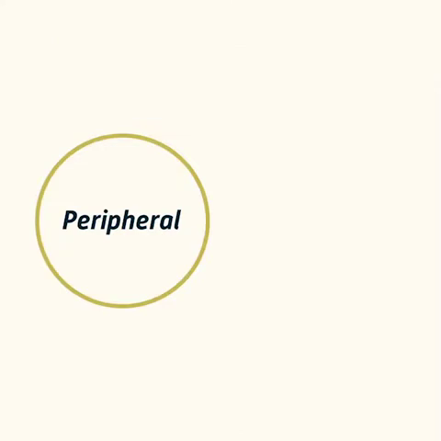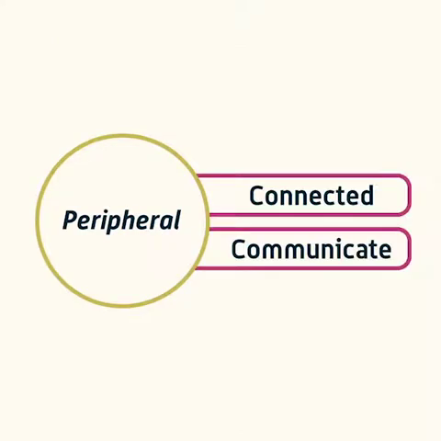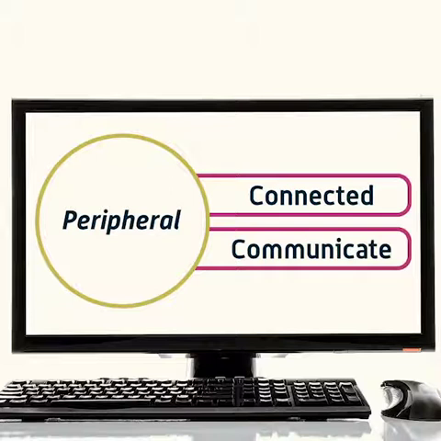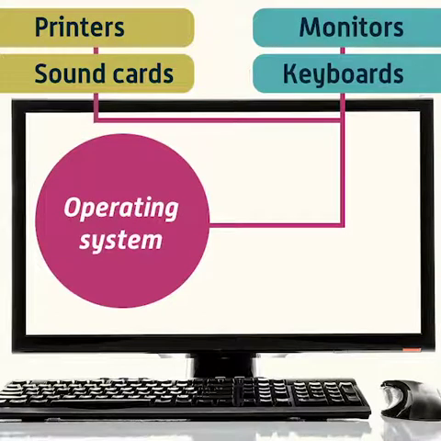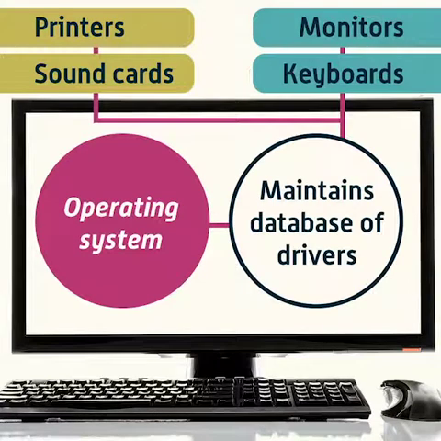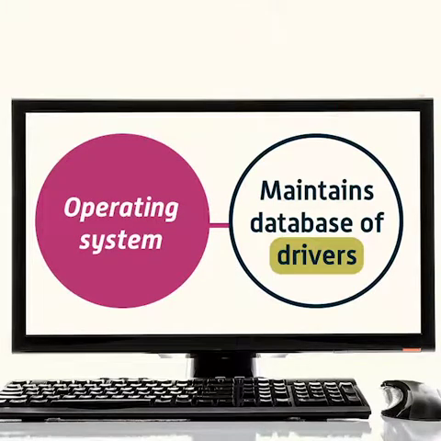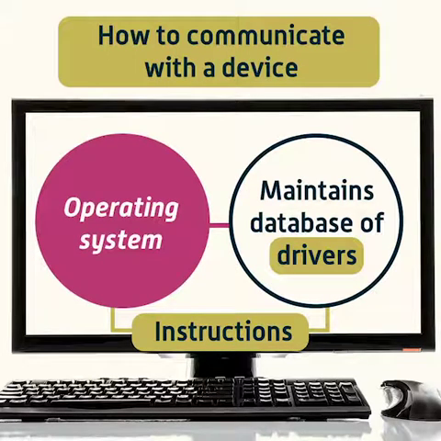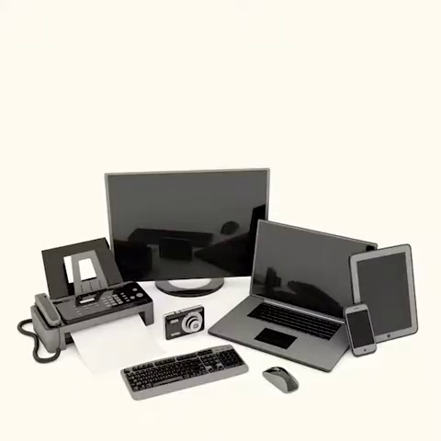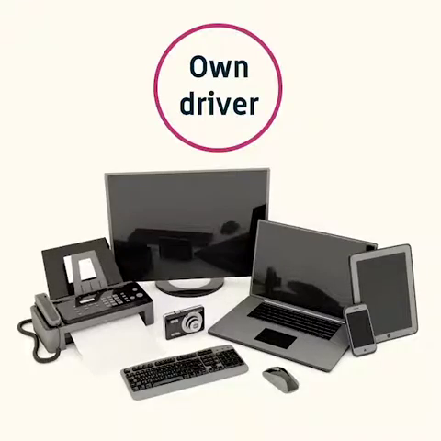A peripheral is any device that is connected to and can communicate with a computer. Common peripherals include printers, sound cards, monitors, and keyboards. The operating system allows the computer to communicate with these devices, and it also maintains a database of drivers. A driver is a piece of software that provides instructions for the operating system on how to communicate with a device. Every peripheral attached to a computer will have its own driver.